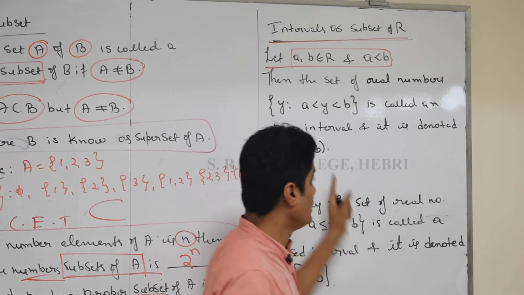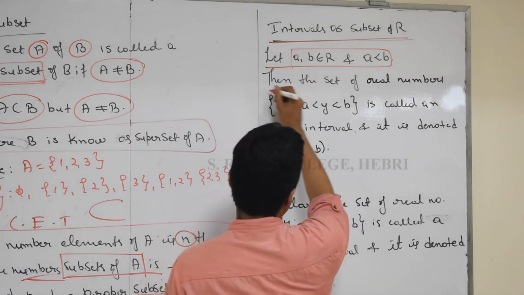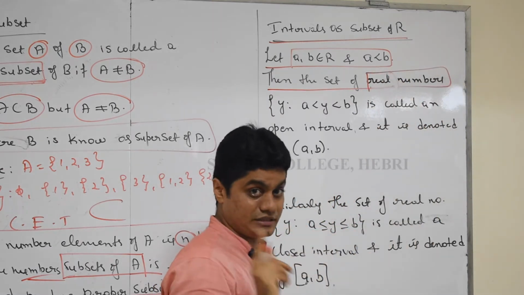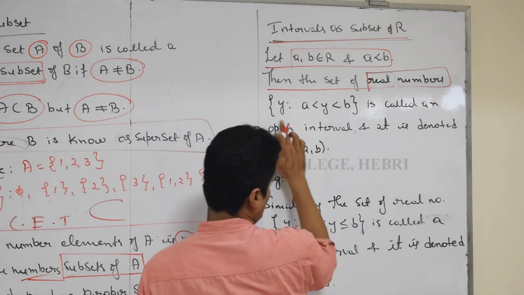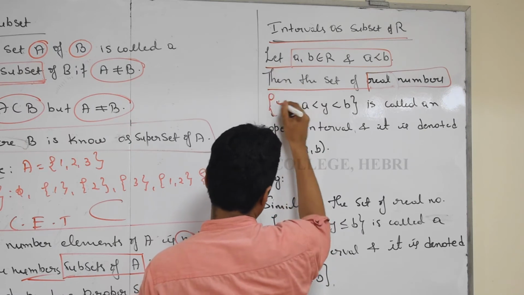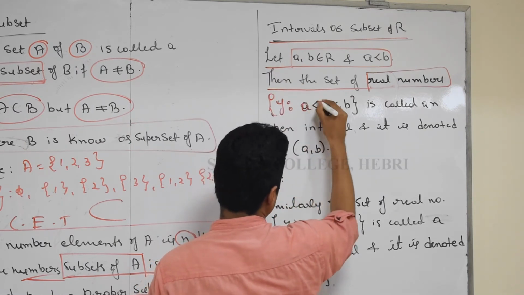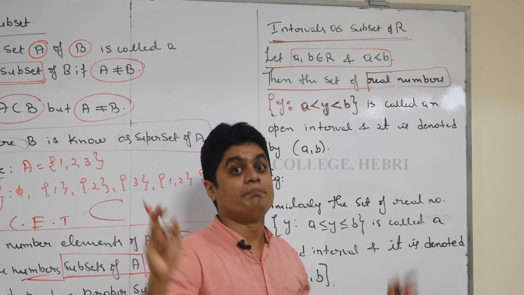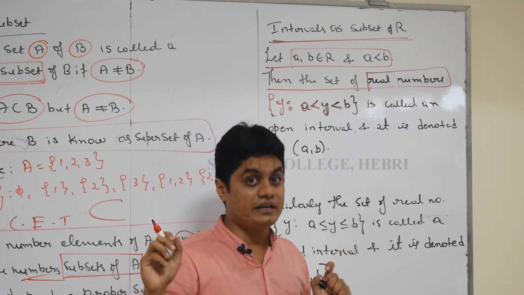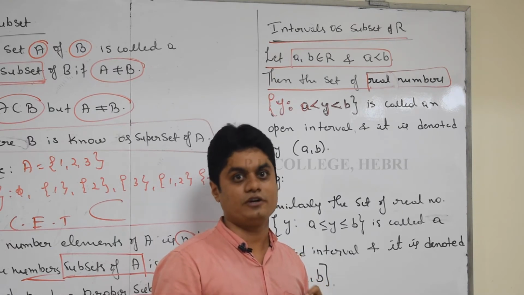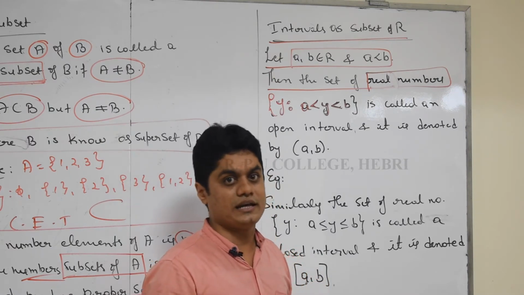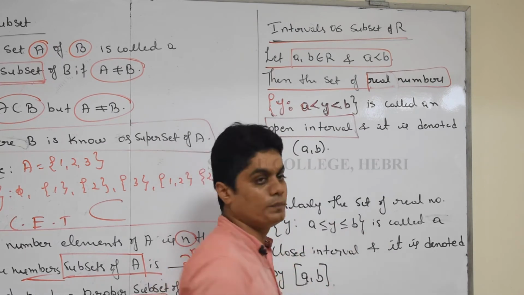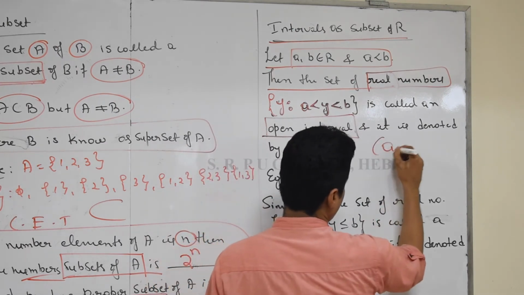With this condition, I'm going to define two intervals. Observe carefully. The set of all real numbers y such that A is less than y less than B. It is a set of all real numbers between A and B, not including A and B, and such a set is known as an open interval, and it is denoted like this.